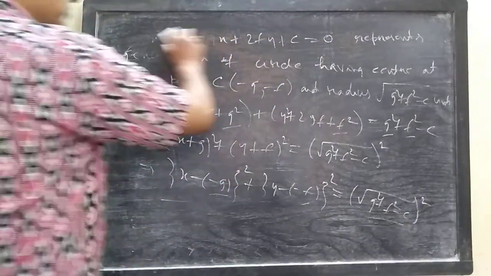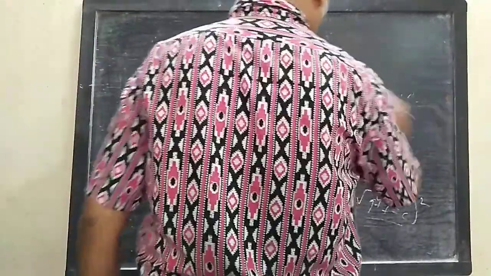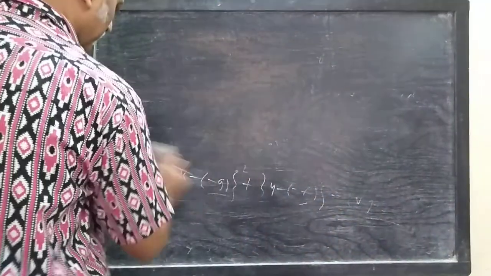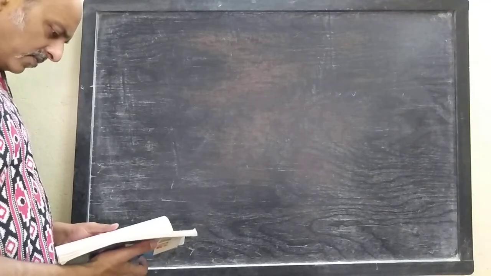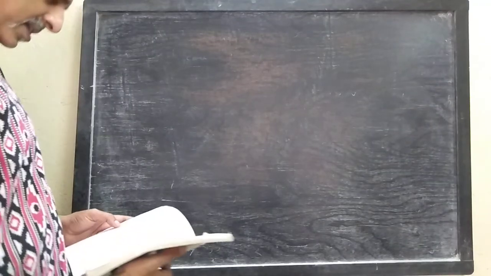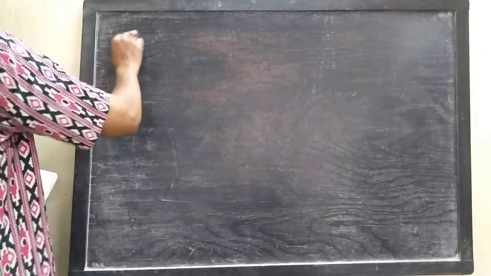Now let us discuss equation of circles in some special cases. First case, number 1, equation of circle passing through origin.